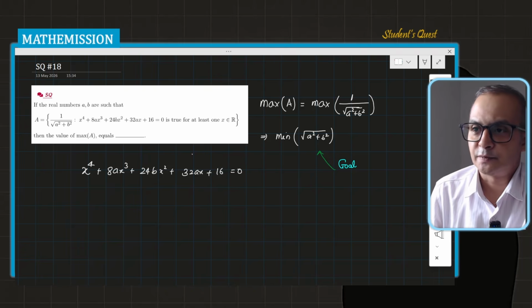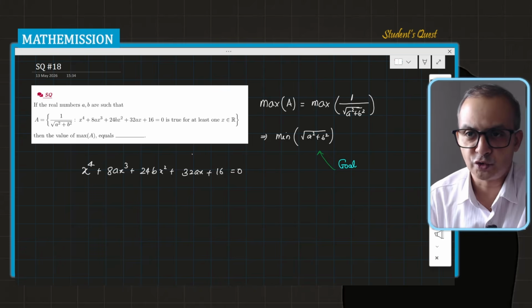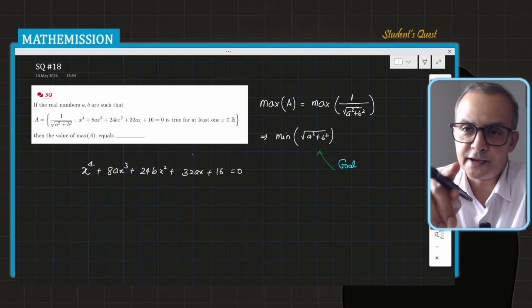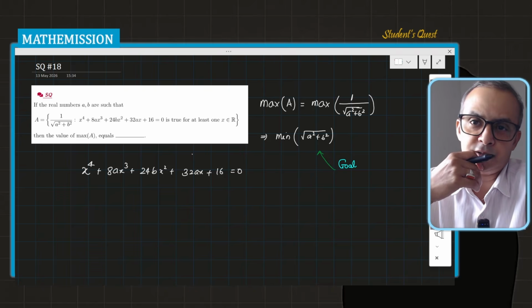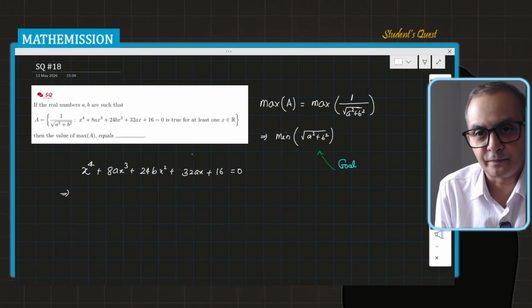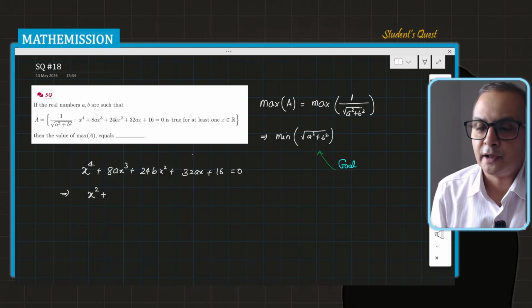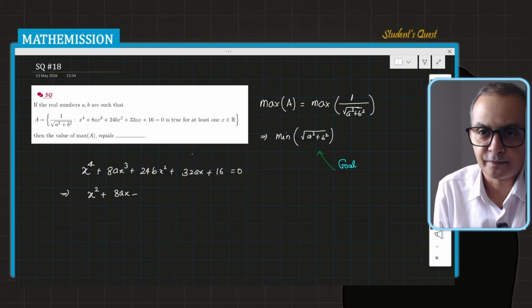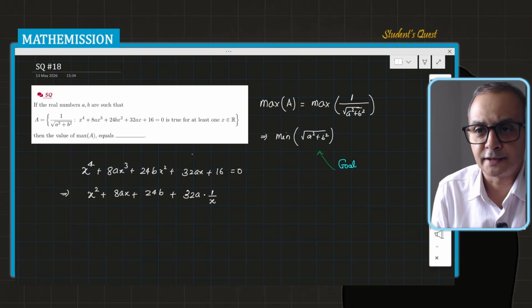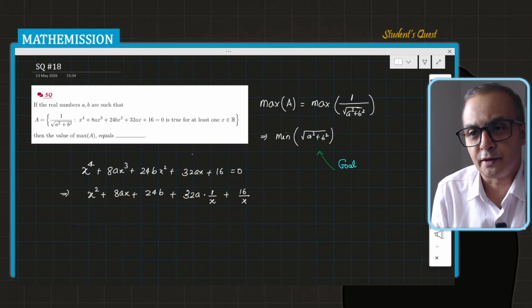You notice that when I substitute x equals 0, the equation is not satisfied. It simply means that we can divide by x squared, and why I'm dividing, you will come to know very soon. If I divide, this will become x squared plus 8a x plus 24b plus 32a into 1 by x plus 16 by x squared.